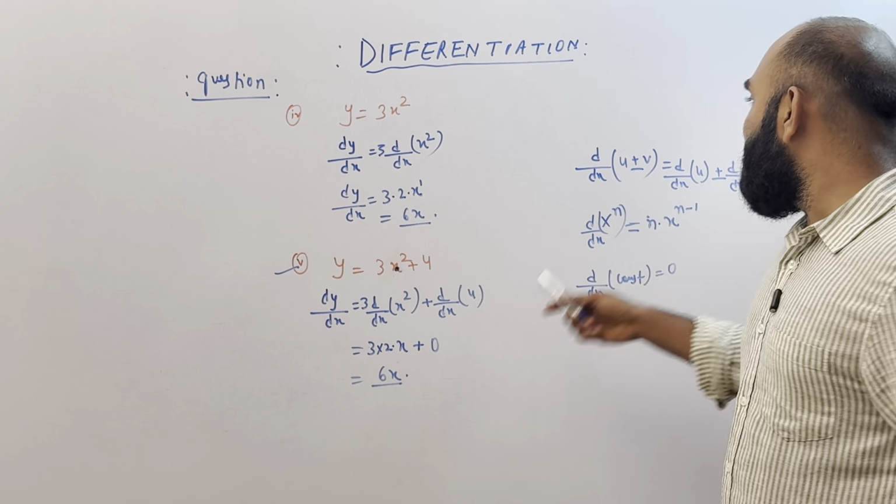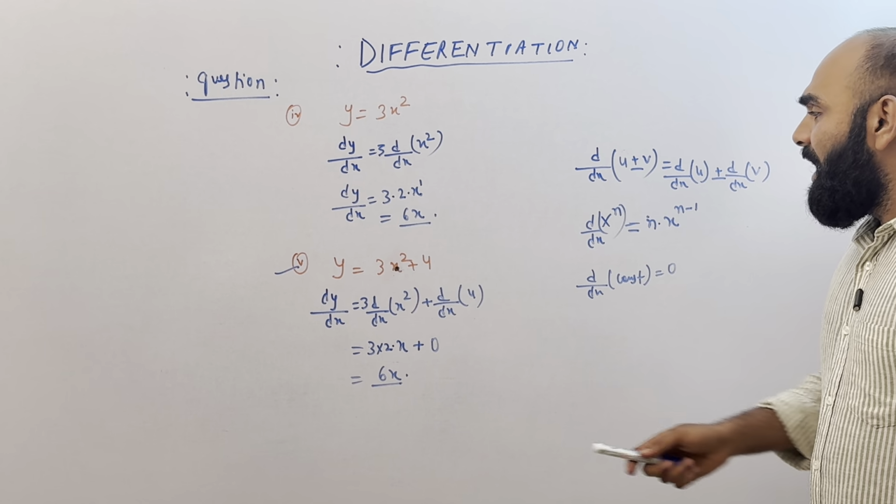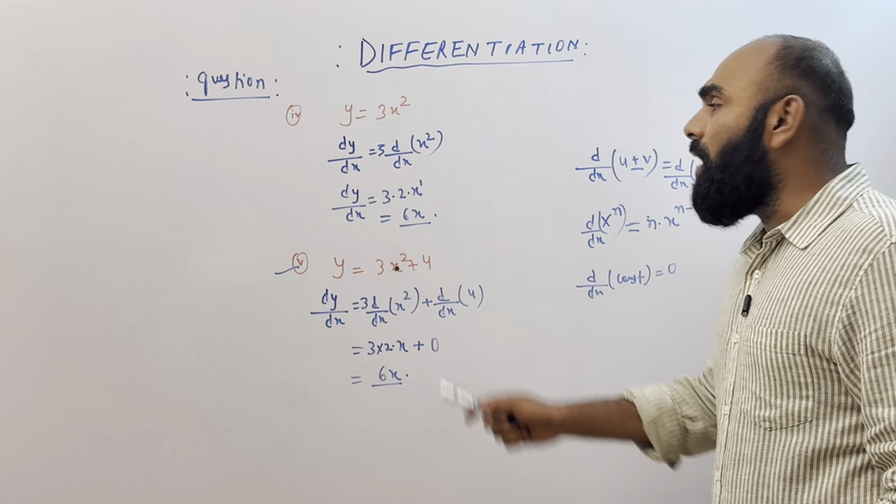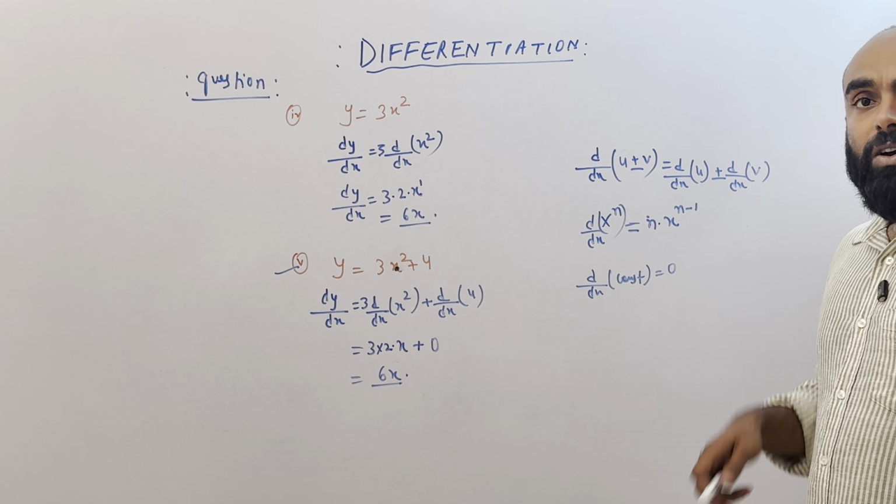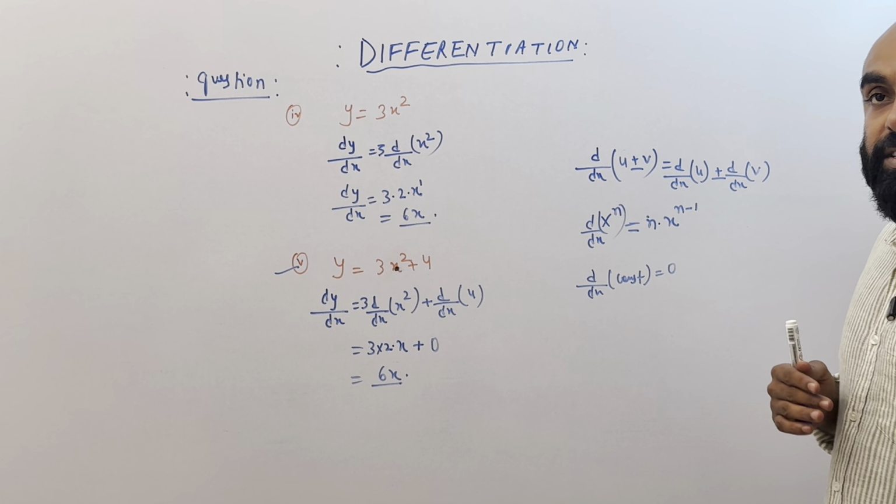So here also two functions are there, u and v are two functions. Here also we have two functions: one is 3x square, another is 4, a constant function.